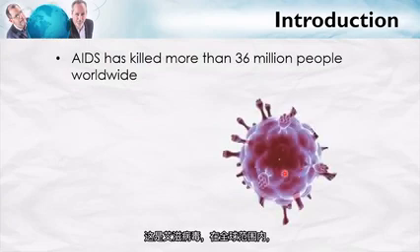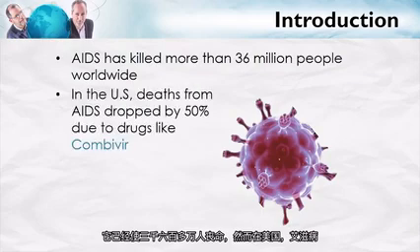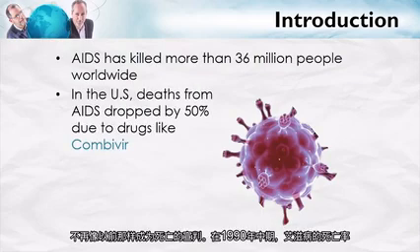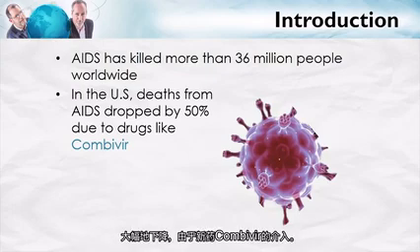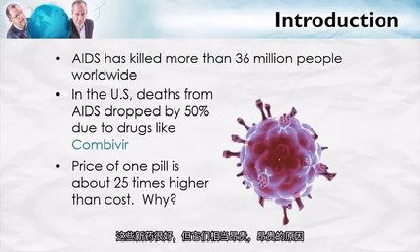This is the AIDS virus. Worldwide, it has killed more than 36 million people. In the United States, however, AIDS is no longer the death sentence that it once was. Beginning in the mid-1990s, death rates from AIDS began to fall dramatically with the introduction of new drugs, such as Combivir. These new drugs are great, but they're expensive.